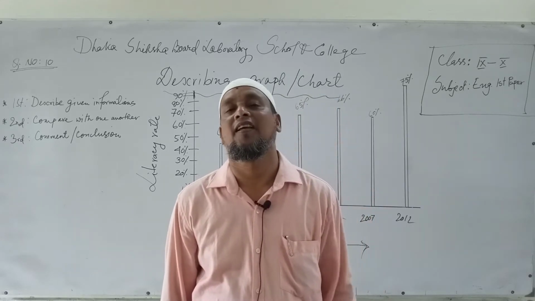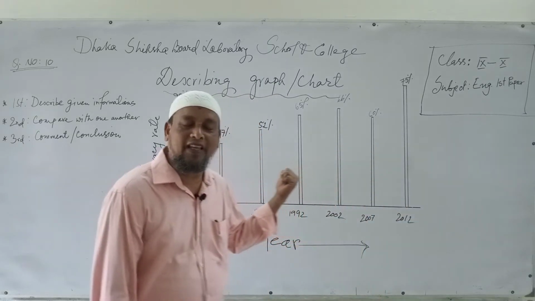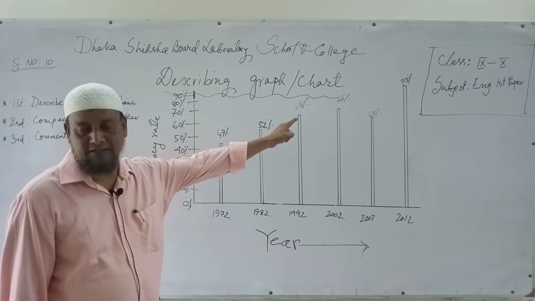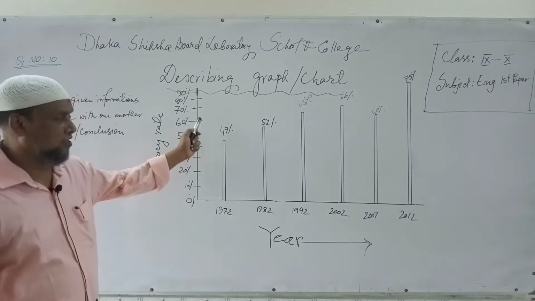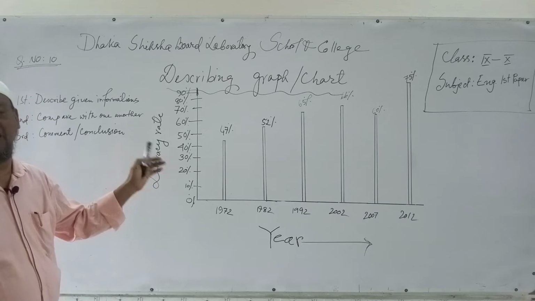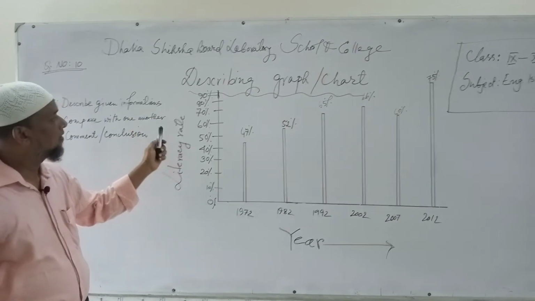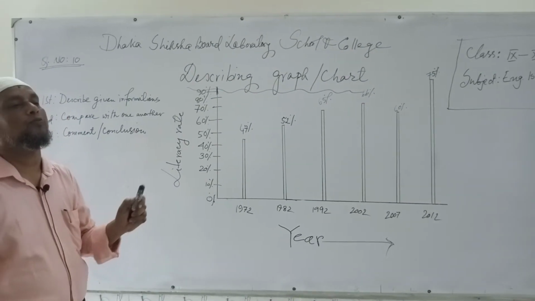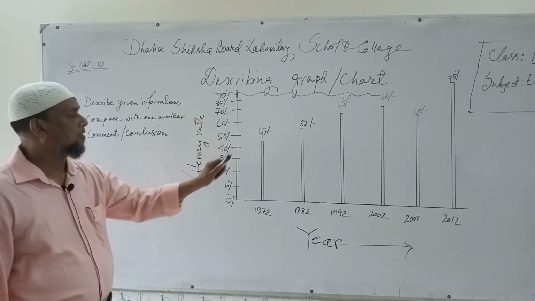However, this is the question number 10. My topic is describing graph or chart. This question carries 10 marks. Actually, in part B, there are 5 questions. Among them, this is also one. Now, we need to know how to describe a graph or chart.